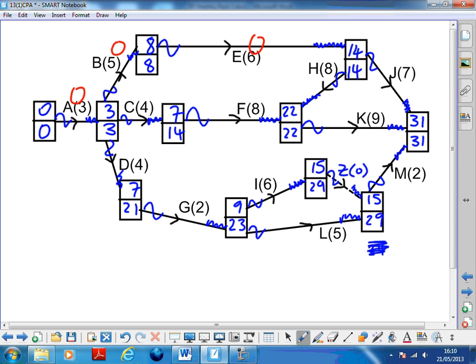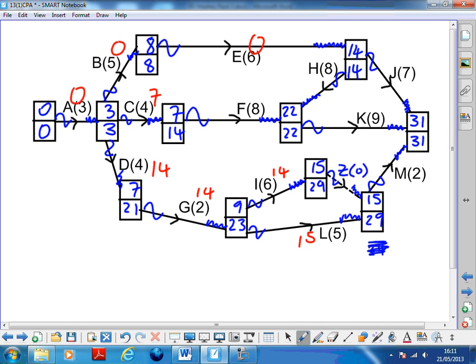What should I do next? C. 3 to 14, length of 4, 7 on the float. D. 3 to 21, length of 4, float of 14. G. It's going from 7 to 23, length of 2, float of 14. Massive floats on this one. L. 9 to 29 is 20, it's only length 5, so that's a 15 float. I. 9 to 29 is 20, it's got a length of 6, that's a float of 14.